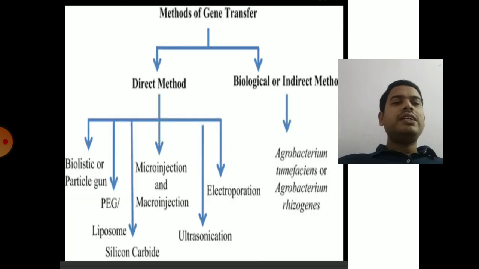In biological method, you use a vector and a transferring agent. So best example is Ti plasmid, a vector, and the transferring agent Agrobacterium tumefaciens. Since it is infecting the plant cell biologically, hence it is called as a biological method of gene transfer. So these are the two different kinds of gene transfer methods.